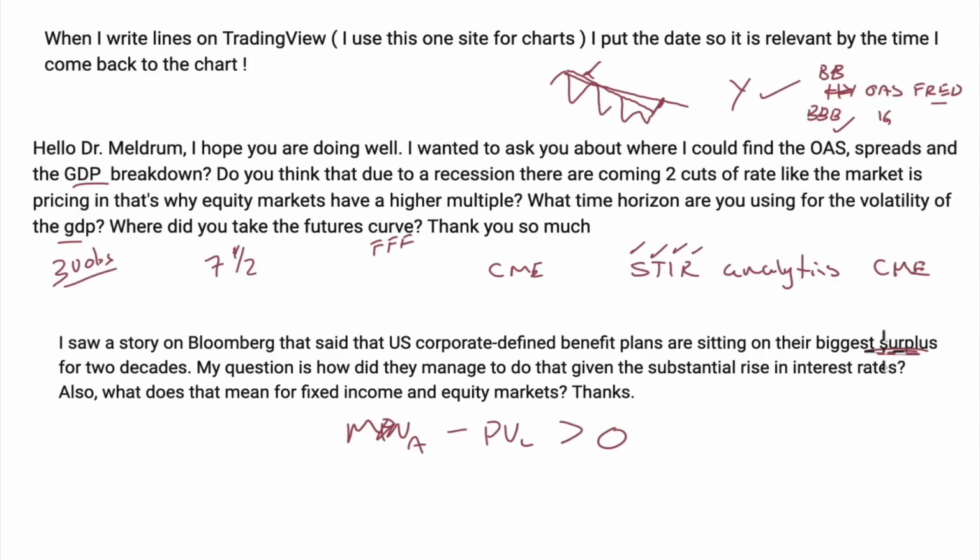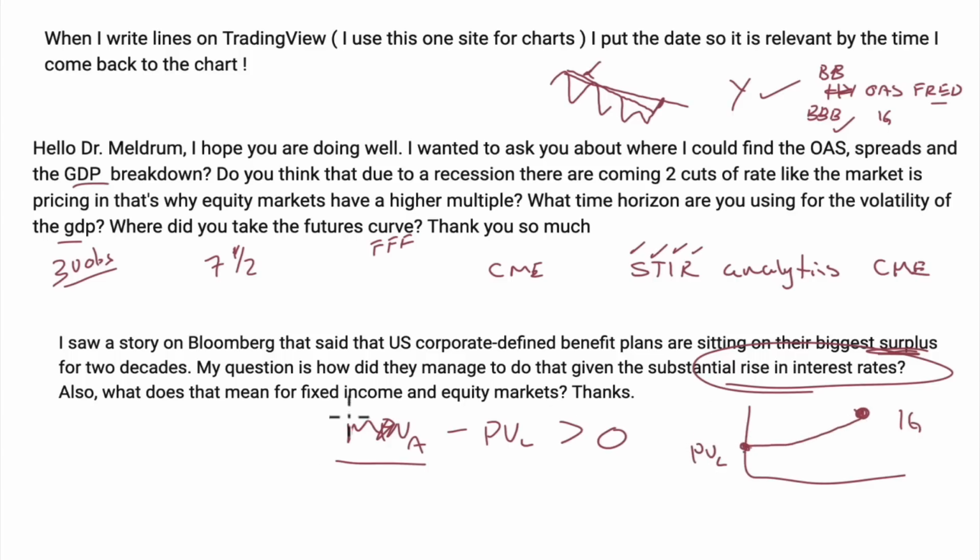The surplus is really just the difference between the assets and liabilities, but they are referring to greater than 0 in this case. How did they manage to do that given the substantial rise in interest rates? That is exactly how they did it, the substantial rise in interest rates, because you have to get to the present value of a liability, right? So you have some future liability, and it's usually discounted at a high quality corporate bond rate, an investment grade rate, and you discount it and you get what's called the present value of the liability, and then you compare that to the market value of the assets you have.